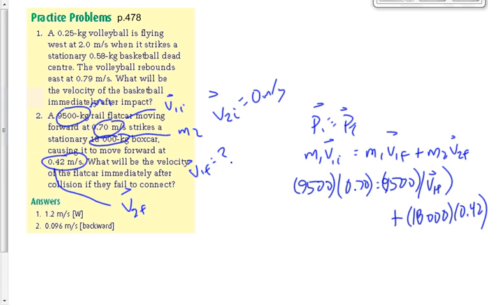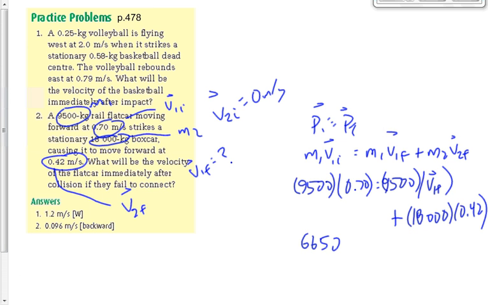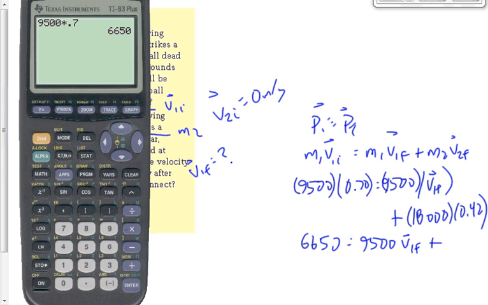All right. Stay with me on this one, okay? Because I know as I was walking around when you guys are working on these, a couple people were having trouble rearranging these ones. We're going to multiply 9,500, first of all, by 0.7. 6650 equals 9,500 times V1F plus 18,000 times 0.42, 7560.